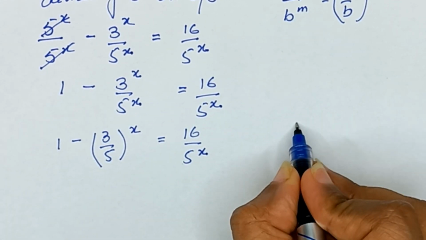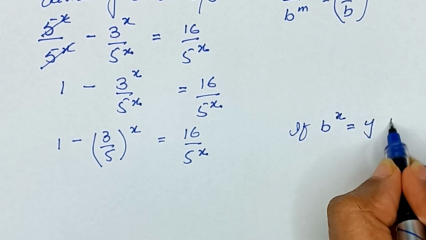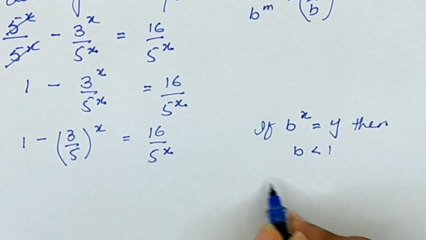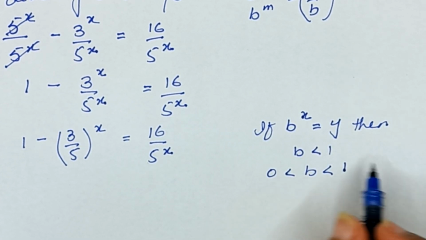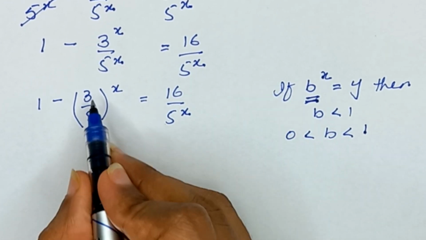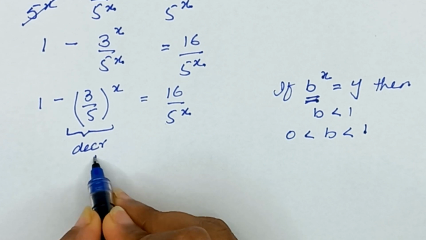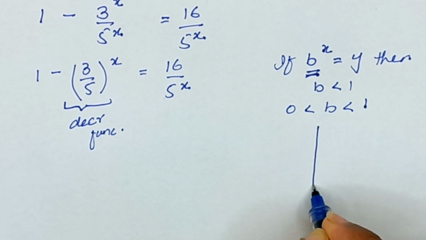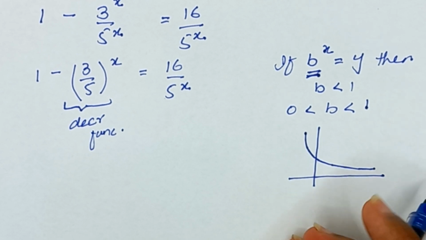So if b raised to the power x is equal to y, and b is less than 1, or we can say that 0 less than b less than 1, then your function is a decreasing function. It means 3 divided by 5 whole power x is a decreasing function. So if I draw it on a graph, it will look like this. It is a decreasing function.